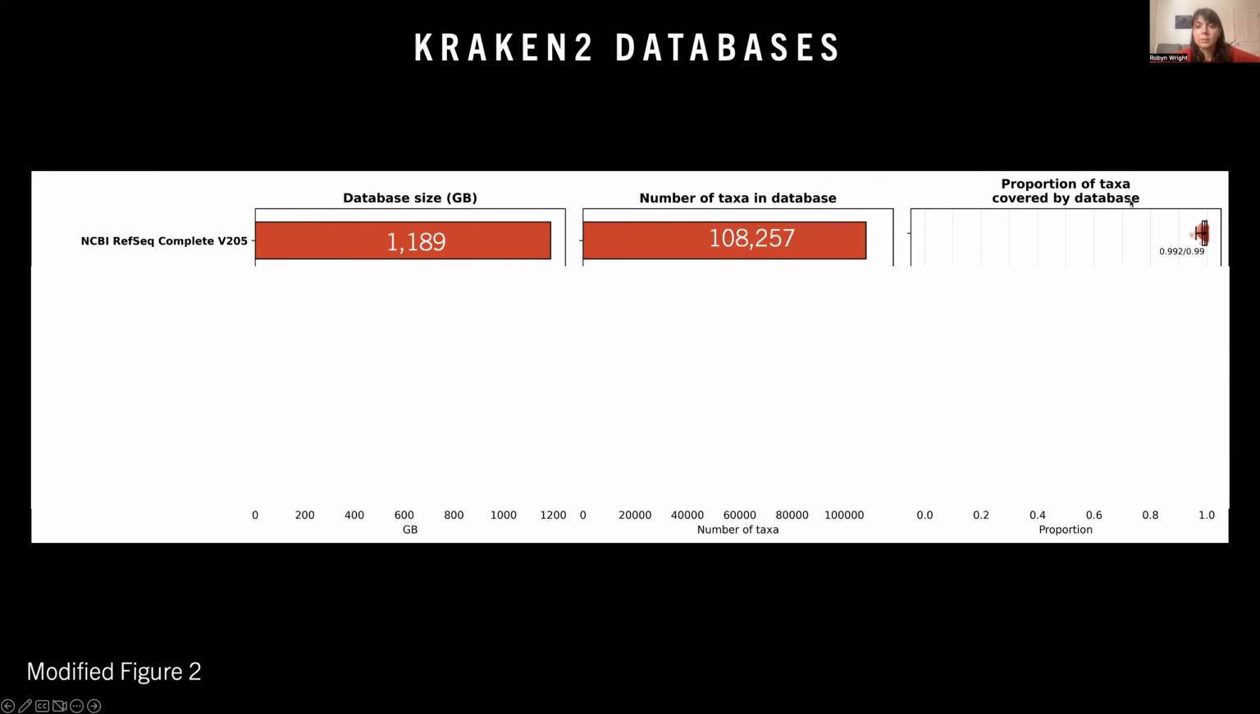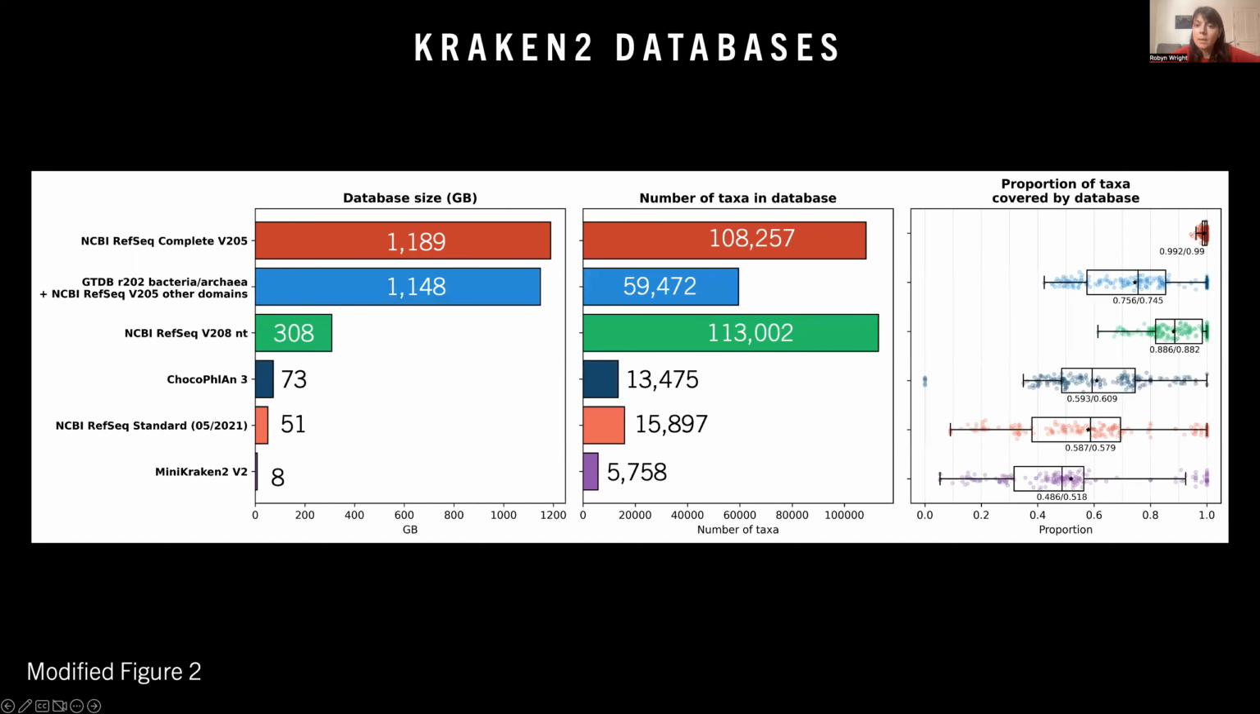And on the right, this is the proportion of the taxa from our simulated samples that are covered by this database. Each point here is an individual sample, with the box plot showing the median and interquartile range, and you can see that it covers about 99% of them. I won't go through all of the rest of them. I'll just highlight another 2.